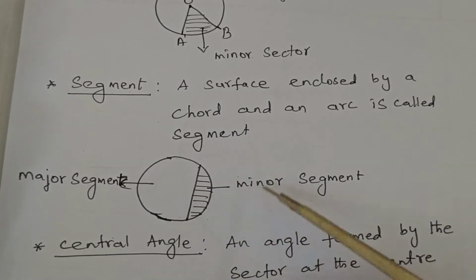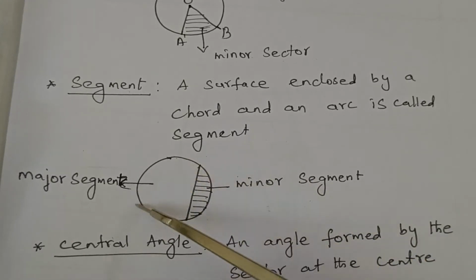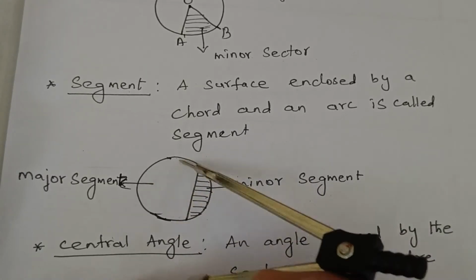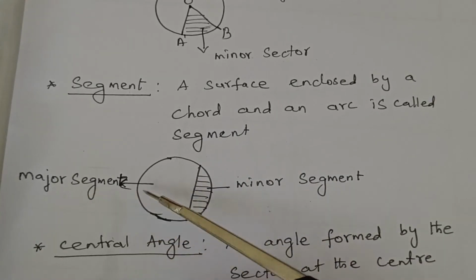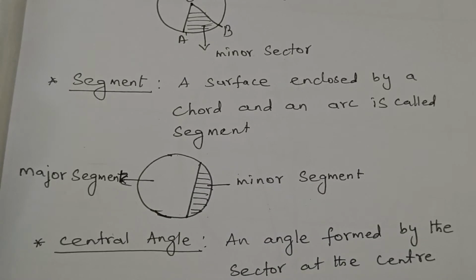This is called a segment, and the smaller portion is called the minor segment. See, this is the major arc, and this is the chord, and this is called the major segment. The greater portion is called the major segment, and the smaller portion is called the minor segment.